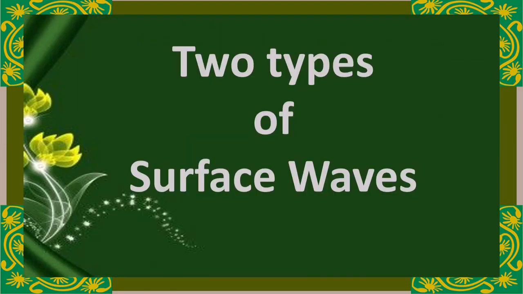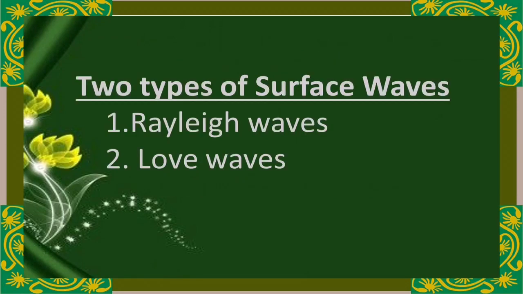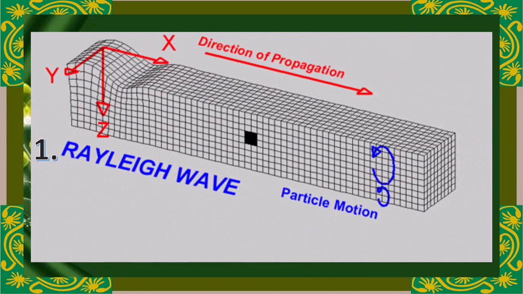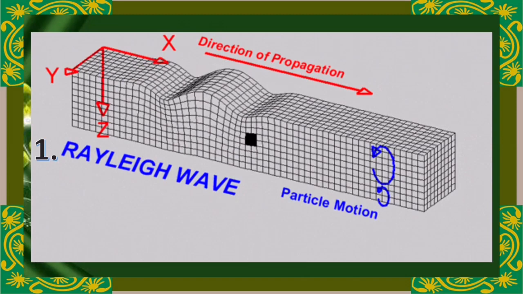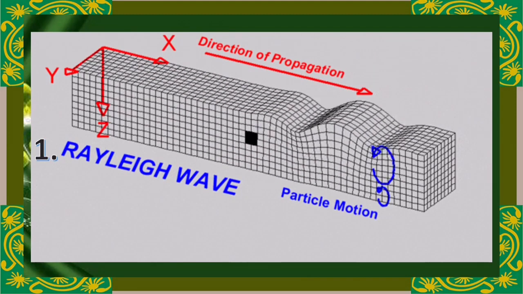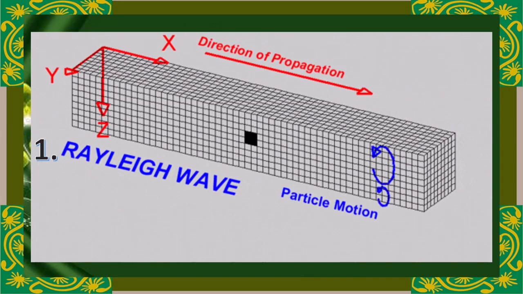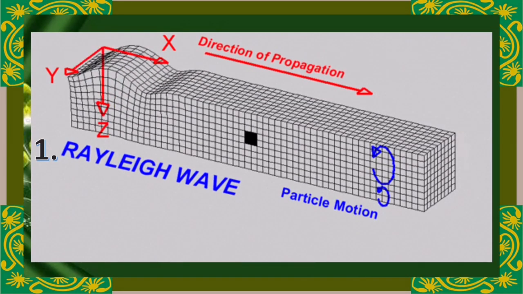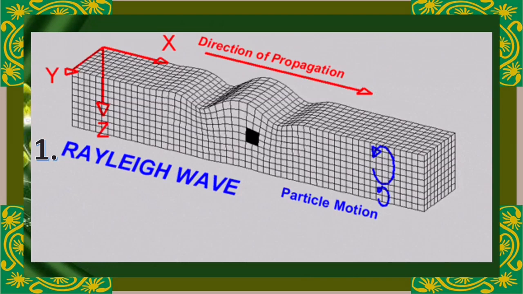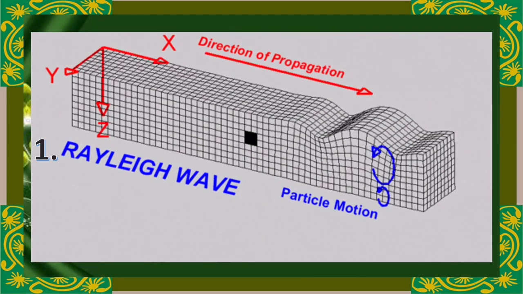Two types of surface waves: one, Rayleigh waves, and two, Love waves. Number one, Rayleigh waves. This is the movement of our Rayleigh waves.